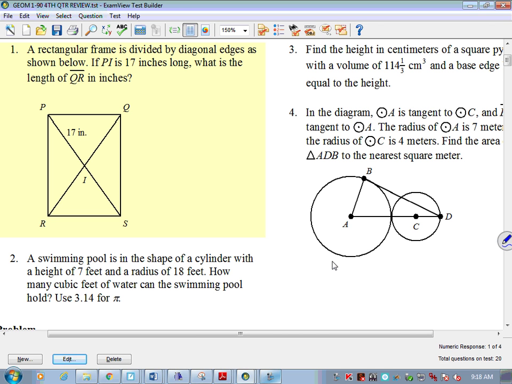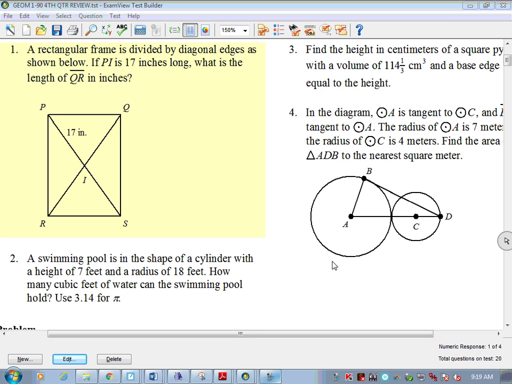So the diagonals of a rectangle are both congruent and they bisect each other, which means that IS is also 17. All right, and because all of these are congruent, RI is 17 and IQ is 17, which means QR is 34 inches. Should be a pretty easy question for us to solve, correct? Great.